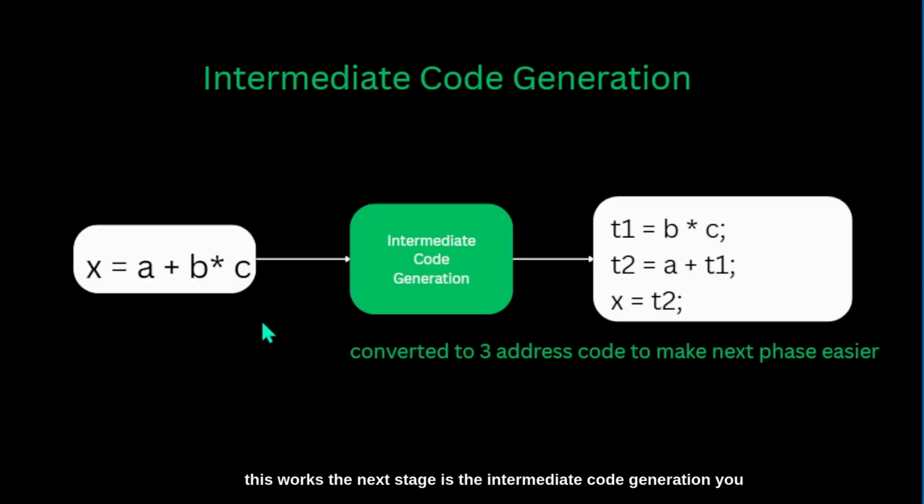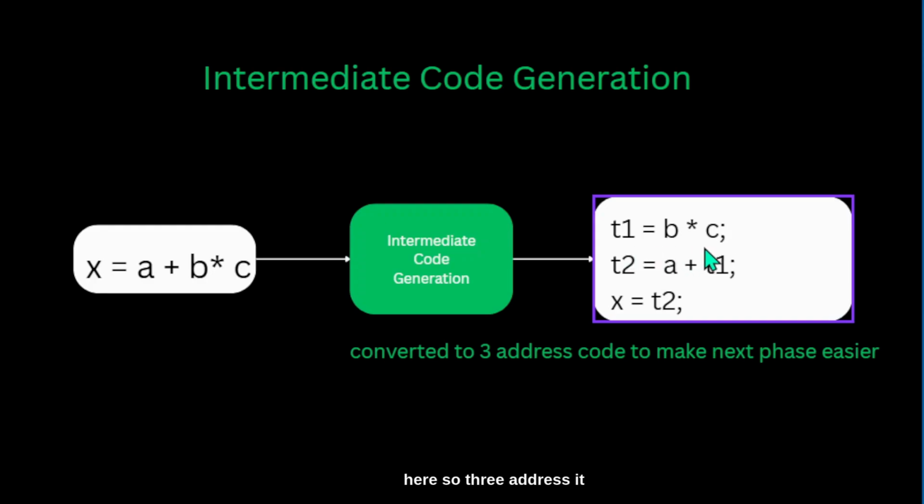The next stage is the intermediate code generation. You can see that there was a line of code here, and it gets generated into this. Intermediate code means 3 address code. You will see that there are only 3 variables here. So 3 address. It is generated to make the next phase easier. So you can see that this is broken down in such a way that in one instruction, there are only 3 addresses present.